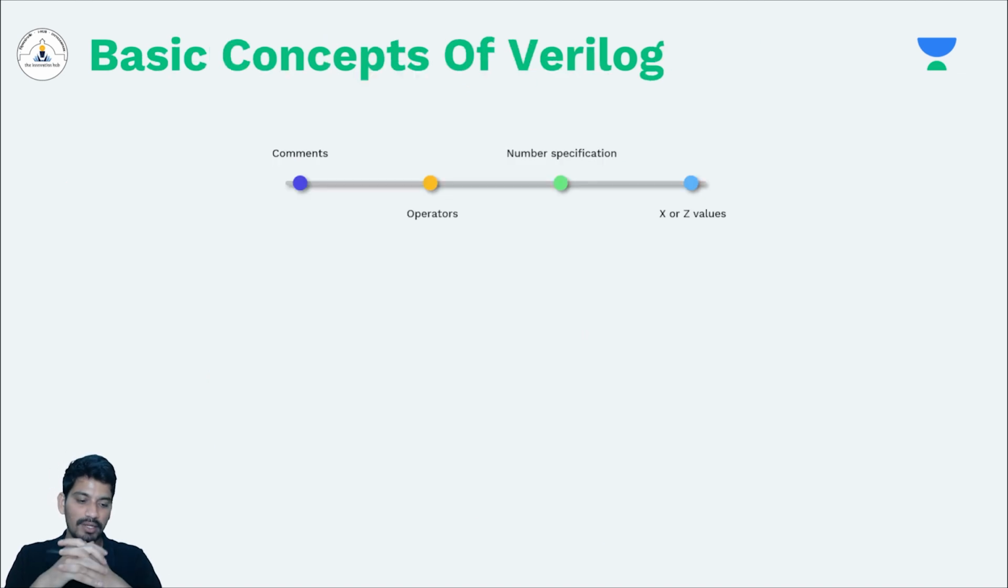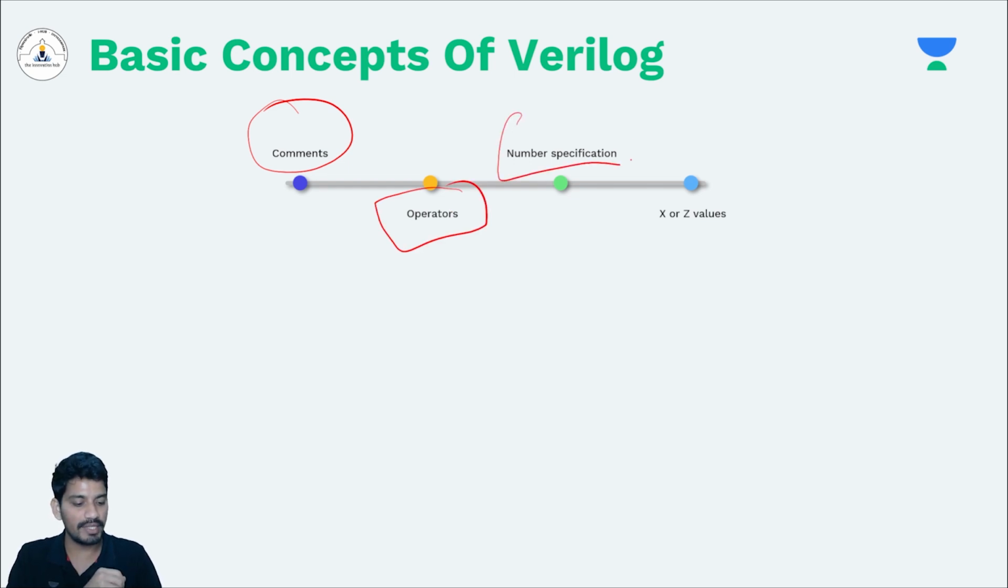So now we understand what the abstraction levels are, but let's start. What are the basic concepts of Verilog? How to give comments in Verilog? What are the different types of operators that are available in Verilog? How to write the numbers in Verilog, and what are these x and z values? We'll see one by one.